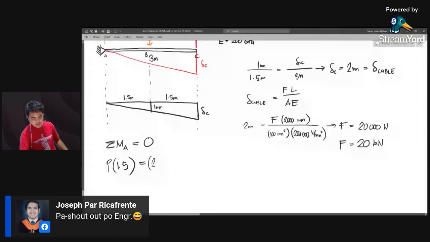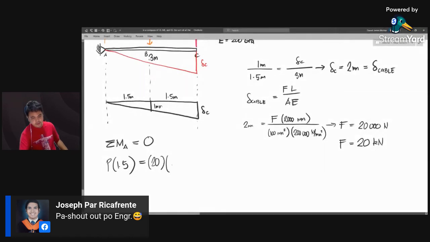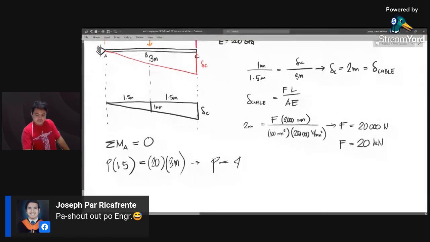So, we have the 20 kilonewton force times 3 meters kasi distance from A. So, the value for force P is equal to 40 kilonewtons.